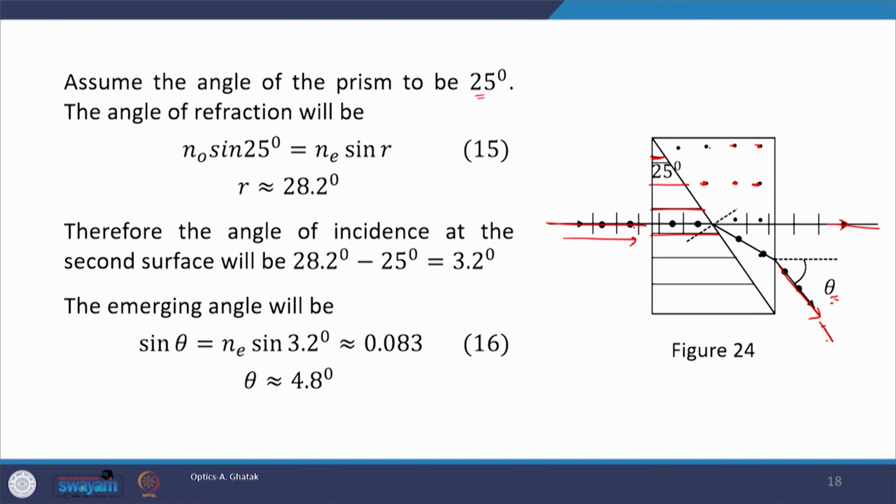Now, therefore, we can use Snell's law, and it says that NO sin I, where I is 25 degrees, is equal to NE sin R. With this we can calculate the angle of refraction. Now, here the dot polarization is perpendicular to the optic axis of the first prism, and it is also perpendicular to the direction of propagation.